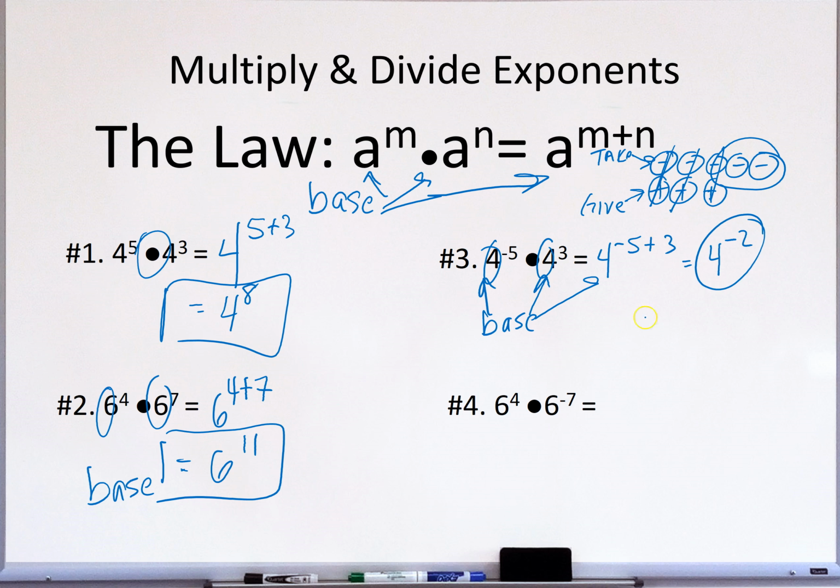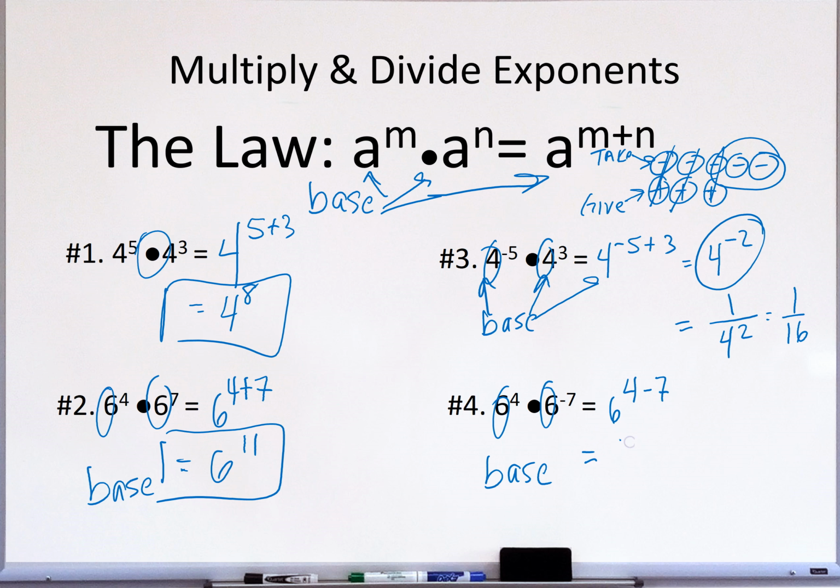But that's a negative exponent. So I'm going to change that to 1 over 4 to the power of 2, which we could make into 1 divided by 16. All right, so here's another one. Same base. So I keep my base, and I do 4 minus 7, which is equal to a negative 3.